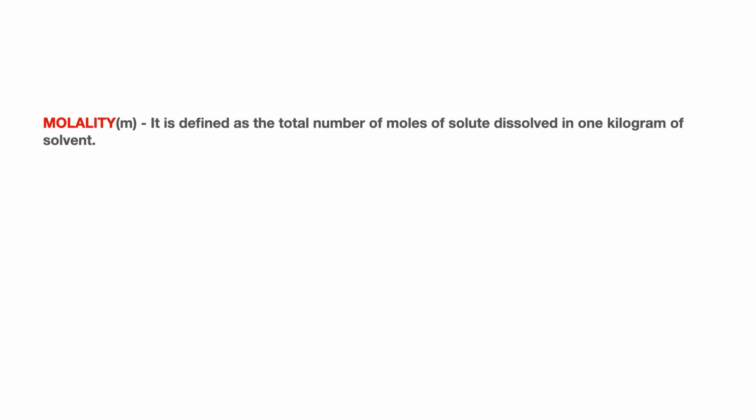Then the second method which is used is molality. Molality is denoted by small m. And molality is defined as the total number of moles of solute in 1 kilogram of the solvent. So the formula for molality is number of moles of solute upon mass of solvent in kilograms.